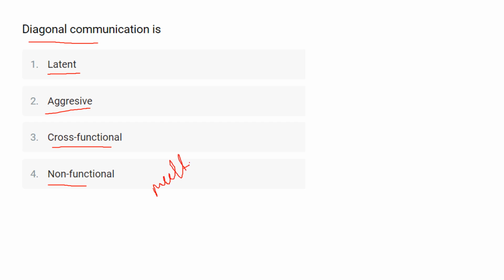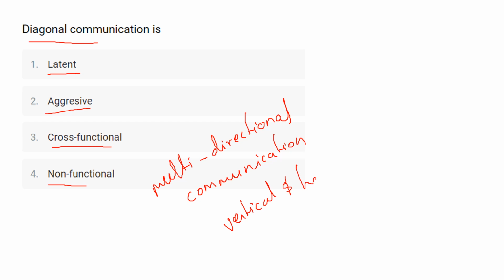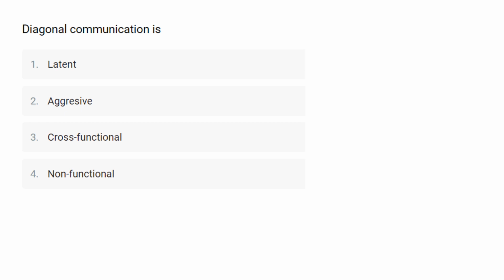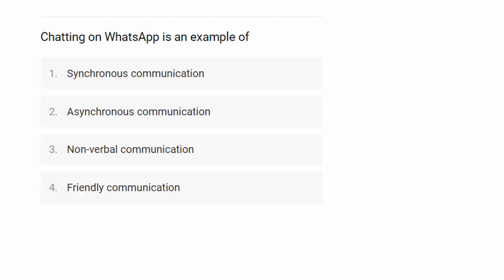It refers to multi-directional communication that includes the horizontal, upward, and downward approaches. It is cross-functional communication between personnel at the various levels of the organization. Diagonal communication is a type of communication that combines vertical and horizontal elements. So here the correct answer for this question is option number 3. Diagonal communication is cross-functional.